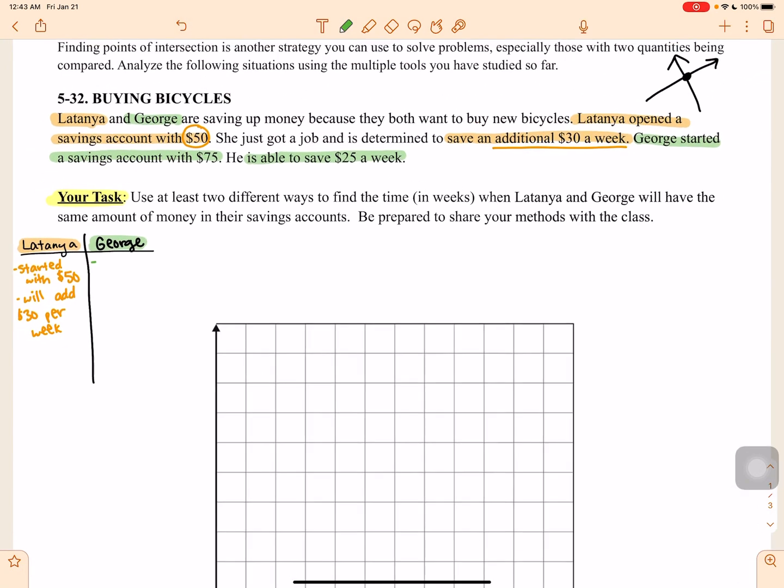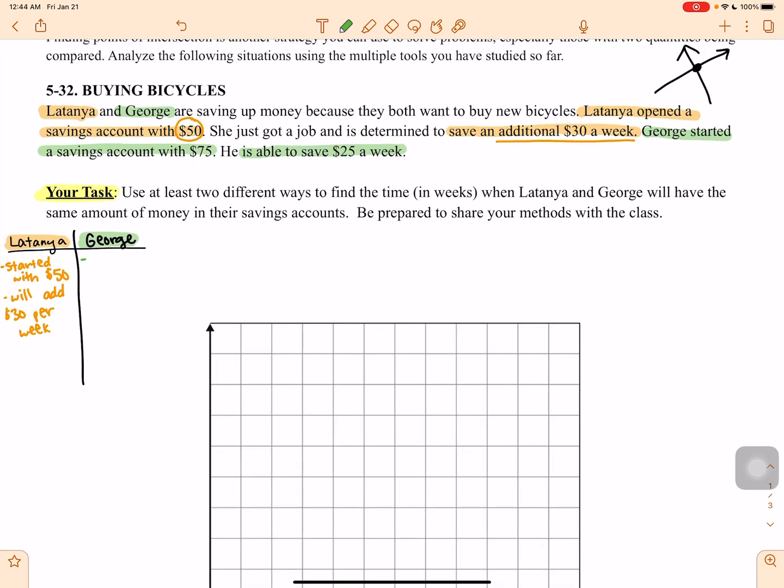How much did he start with? And how much is he going to save per week? I want you guys to go ahead and do that. So it says there, George started a savings account with $75. Started with $75. He is able to save $25 a week. So he will add $25 per week.